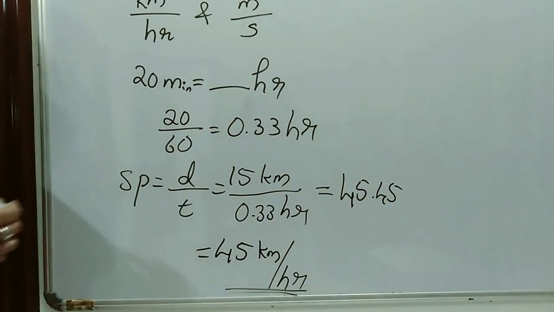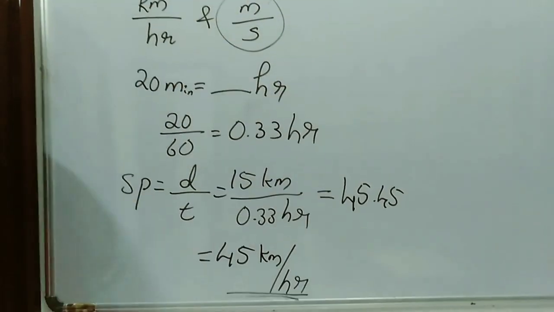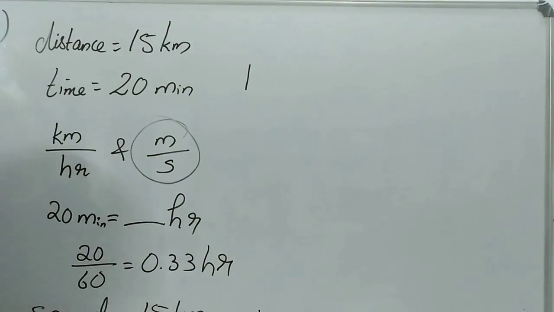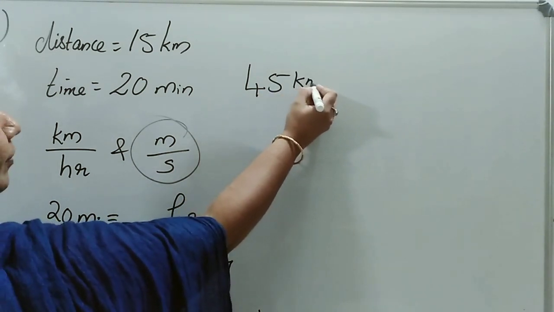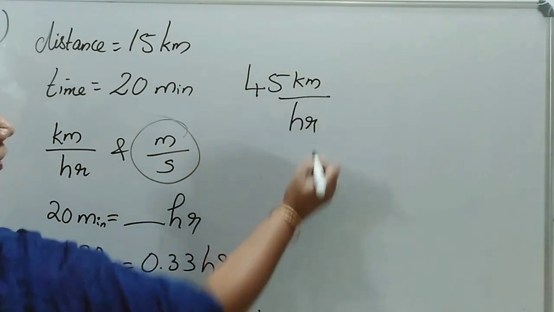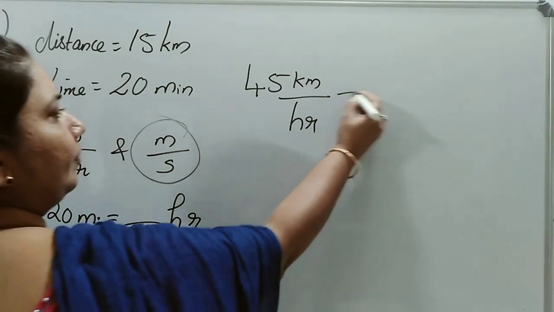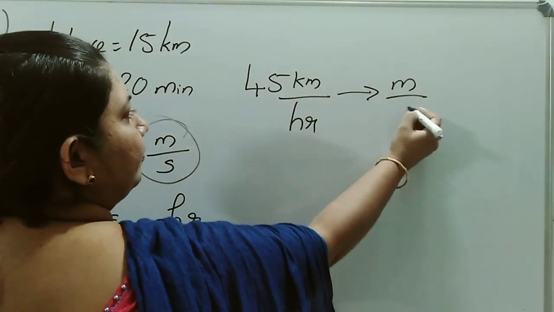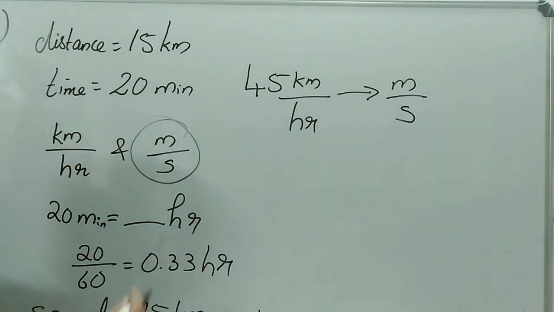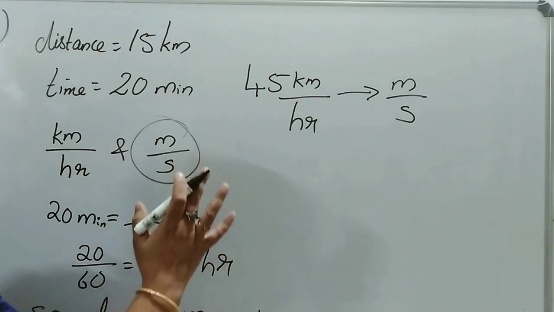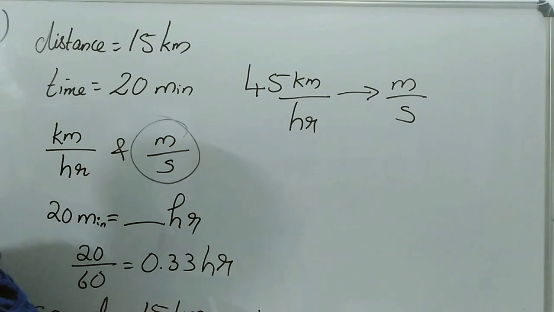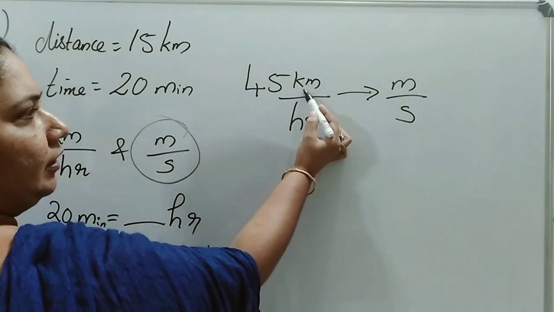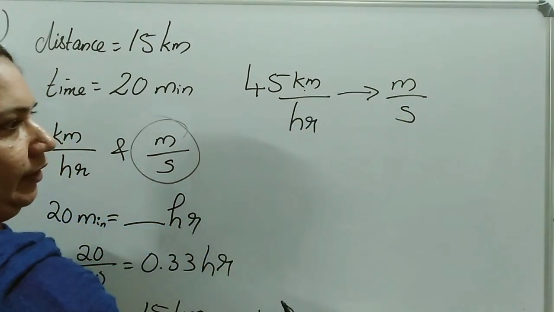Next, we have to find the same answer in meter per second. So we got the answer 45 kilometer per hour. Now we have to convert this kilometer per hour to meter per second. So again, let me say, this is a basic concept, how to convert kilometer per hour to meter per second. You know how many meters make 1 kilometer?